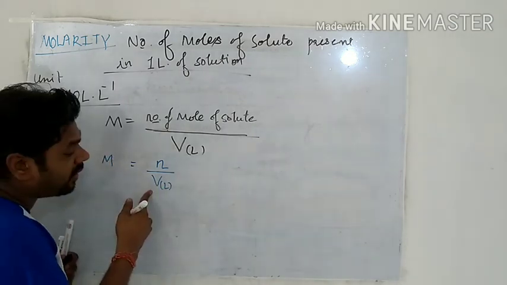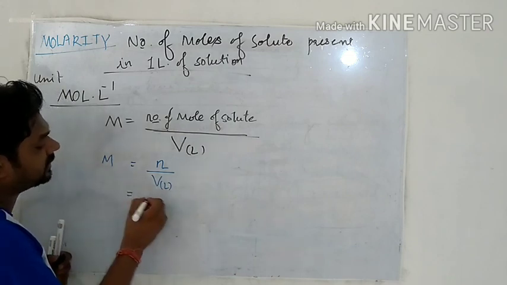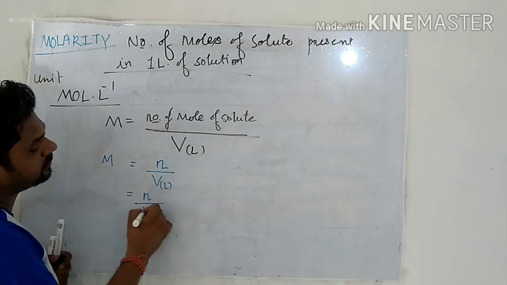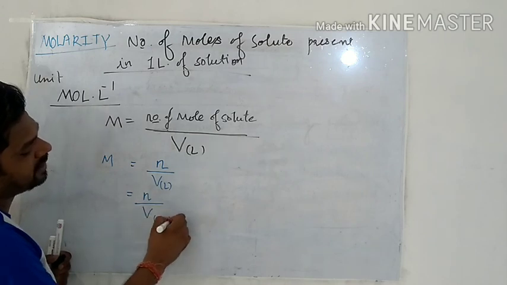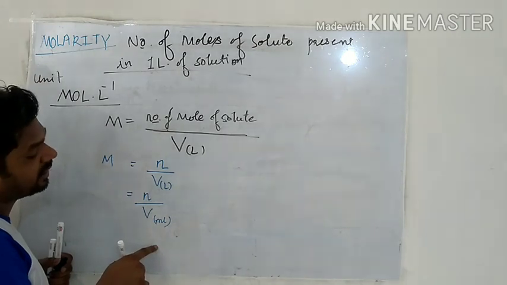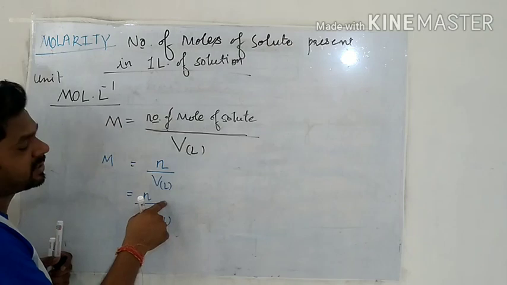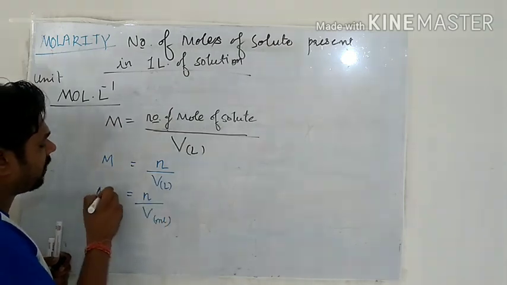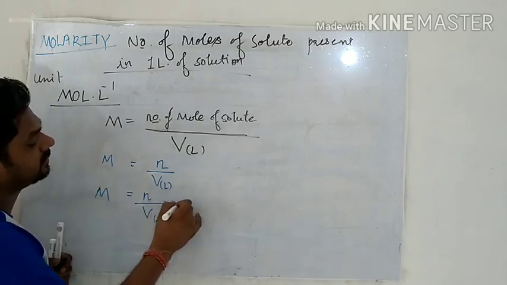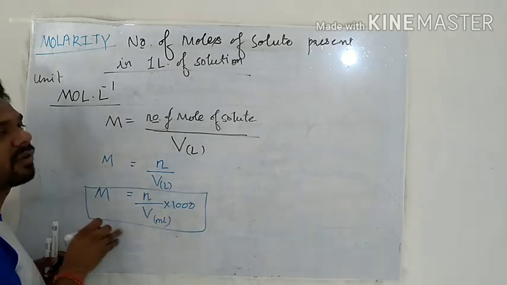If the volume is not given in liters, but in milliliters, what will we do? Number of moles over volume in milliliter. If we divide the milliliter by 1000, it will turn to liter, so 1000 will come over here. So we get molarity like this. This is one very simple formula of molarity.